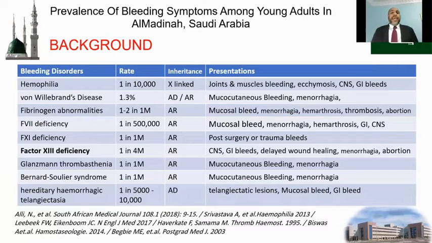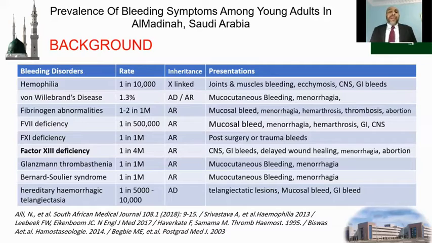So any defect of this part or this cascade will lead to a bleeding disorder. These are just examples. Some of them are very common, and some of them are very, very rare. For example, hereditary hemorrhagic telangiectasia affects about 1 in 5,000 of the population, while hemophilia is 1 in 10,000, so it is more common. Von Willebrand disease is 1.3% of our population, but look at factor 13 deficiency, where 1 in 4 million are affected. So some of them are really rare, like factor 13 deficiency, and some of them are more common.